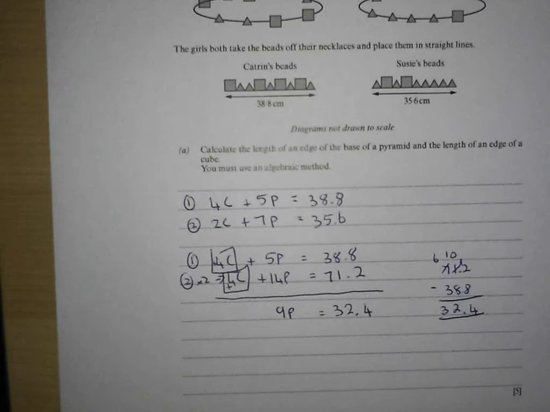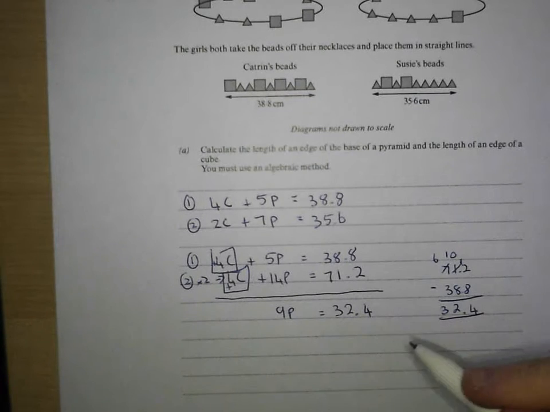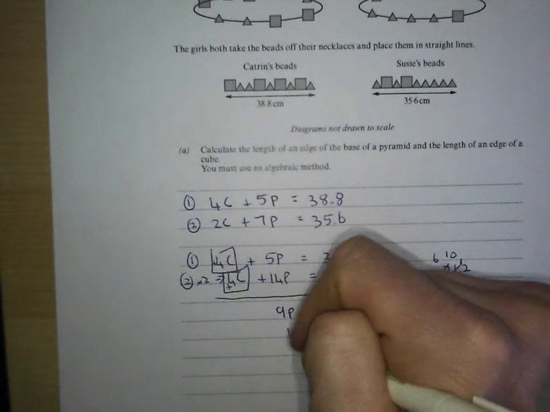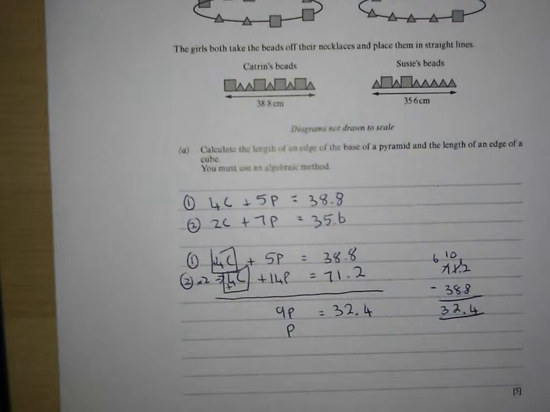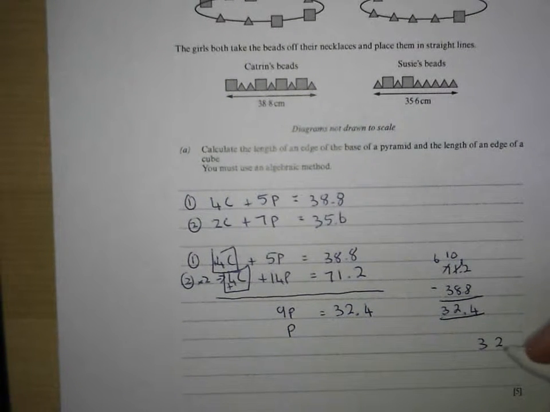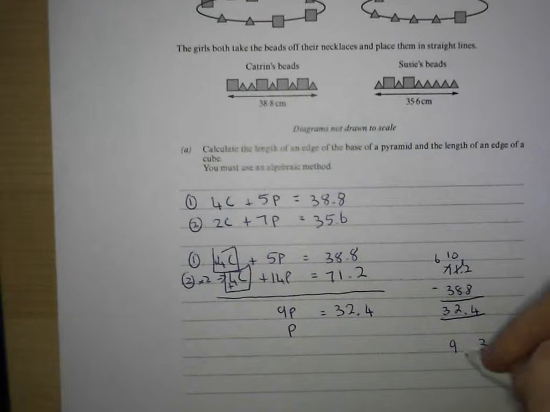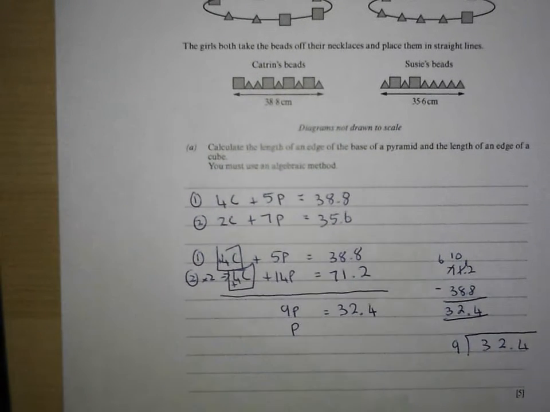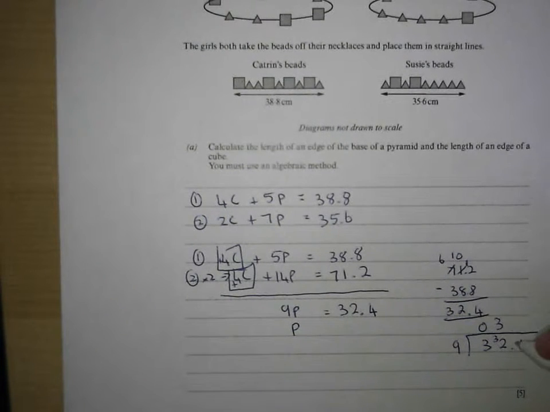And now something else you've got to be good at is dividing. 9p equals 32.4. What does 1p equal? Well, you've no calculator on this one, so we're going to have to do a bit of old-fashioned bus stop. 32.4 divided by 9. Okay, how many times does 9 go into 3? It doesn't. Carry the 3. How many times does 9 go into 32? Well, that's 9, 18, 27. So that's 3 times with a 5 left over.